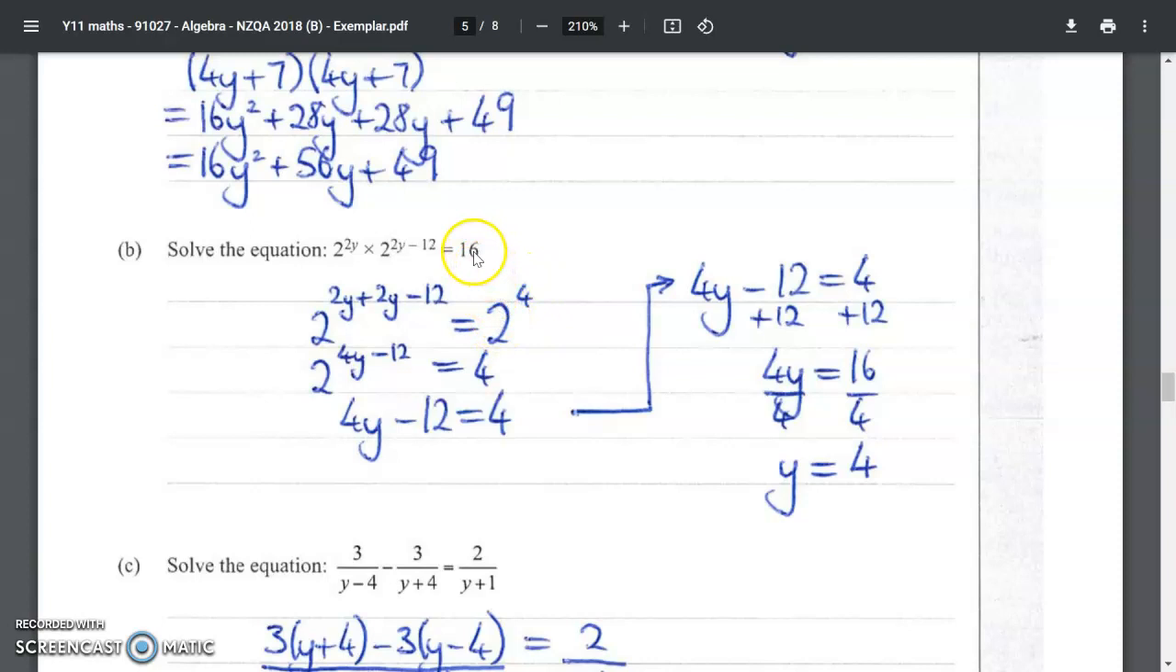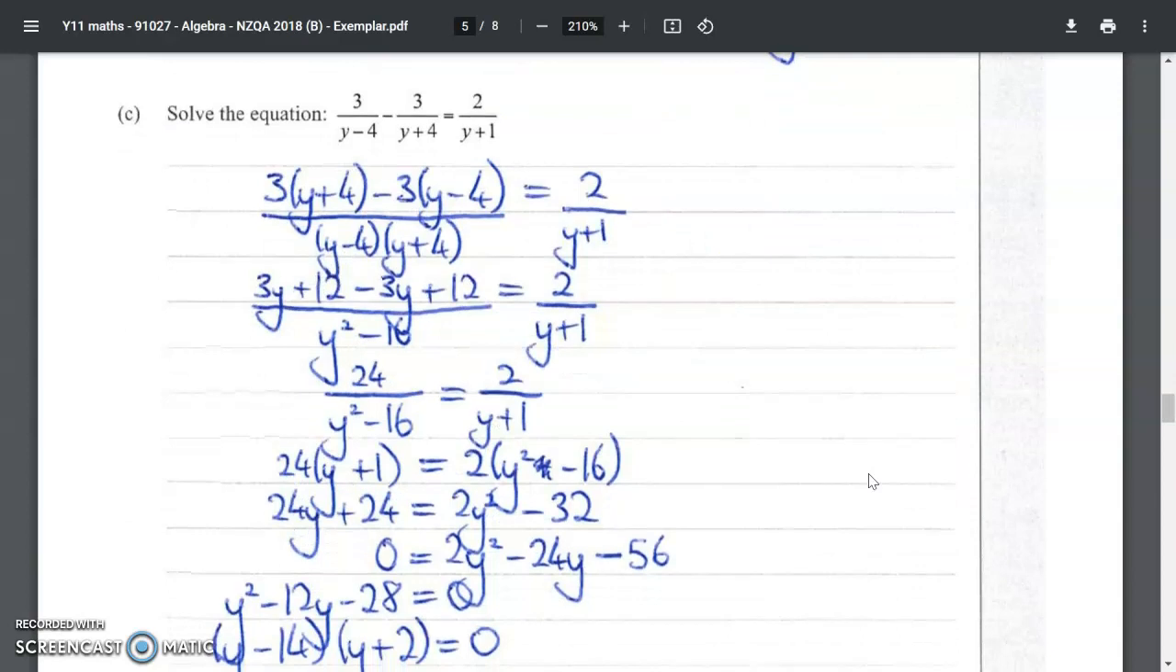So I'm writing 16 as 2 to the power of 4, and you'll see why I do that in a moment. Because if 2 to the power of 4y minus 12 equals 2 to the power of 4, remember this here should say 2 to the power of 4, then what we're going to have is 4y minus 12 equals 4. The powers have to be the same. The bases are the same, right? 2 to the power of this equals 2 to the power of 4. Therefore, the powers must also be the same. So we get 4y minus 12 equals 4. It's a simple linear equation you can solve, and we get y equals 4.